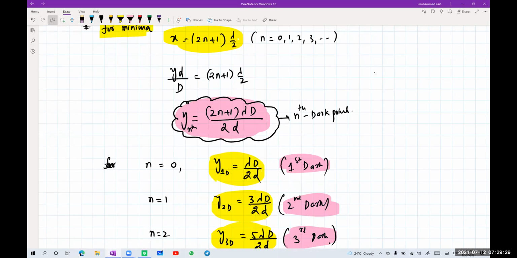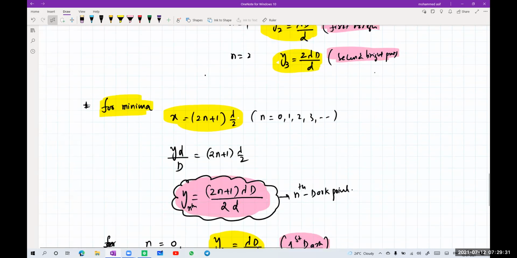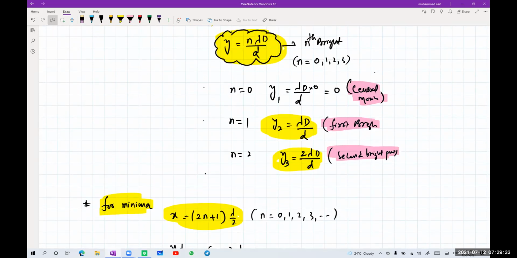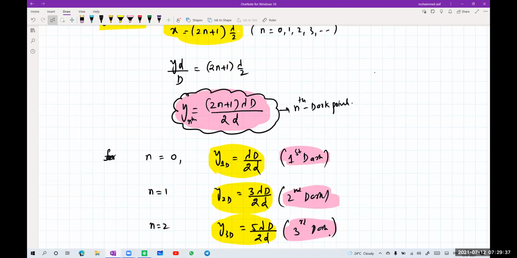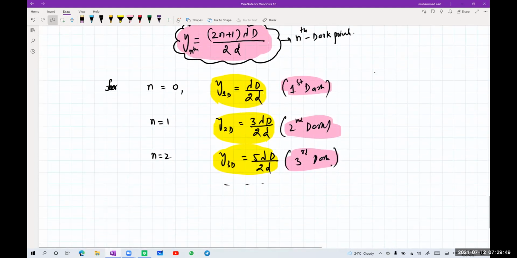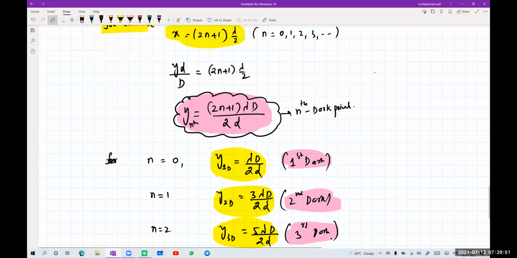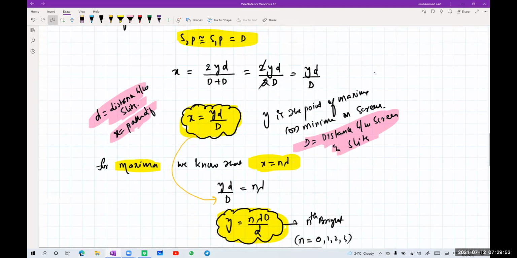That is the first dark point, and it is half of the first maxima, which is lambda D by d. That means in between the central maxima and the first maxima, the first dark has been formed. The same way, if I take n equal to 1, then 3 by 2 lambda into capital D by small d. That is the second dark. For n equal to 2, we get the third dark, like that. Is that clear for everyone? Is it clear for everyone?